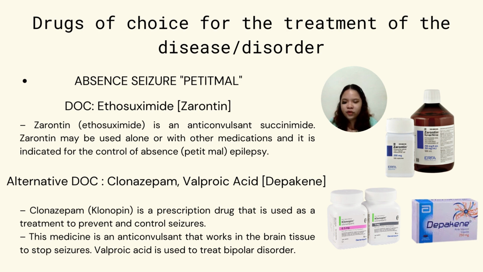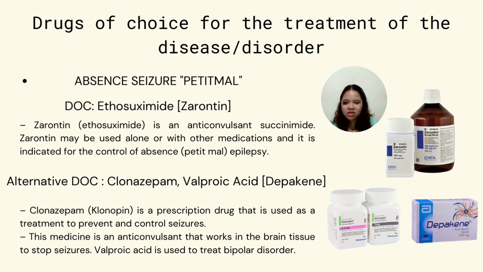For the alternative drugs for absence seizure, clonazepam is a prescription drug that is used as a treatment to prevent and control seizures. This medication is known as an anticonvulsant or anti-epileptic drug, which is used in the treatment of epileptic seizures. This drug is also used as a treatment for panic attacks, insomnia, and symptoms related to chronic anxiety and anxiety disorders. Clonazepam works by calming your brain and nerves.